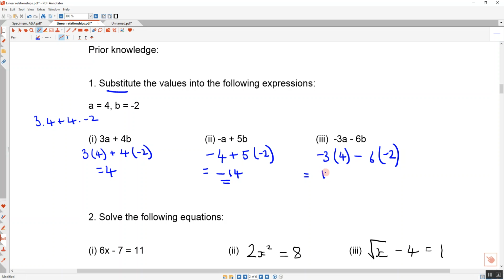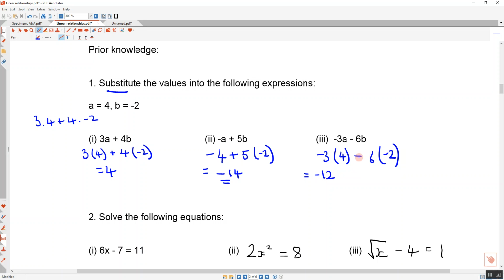What's -3 times 4? -12. What about this part? How am I going to deal with this? So you'll work out to minus -12, but a negative and a negative is a positive. Right, so you just put positive.